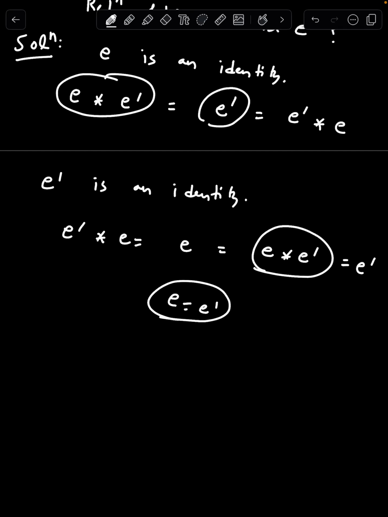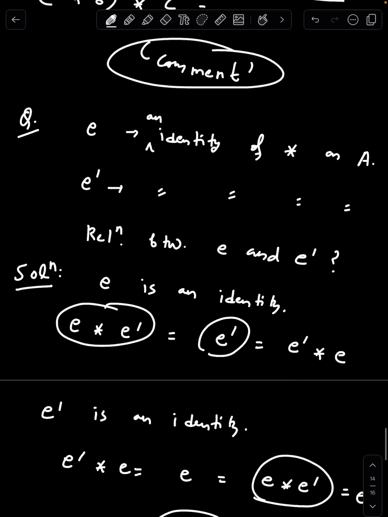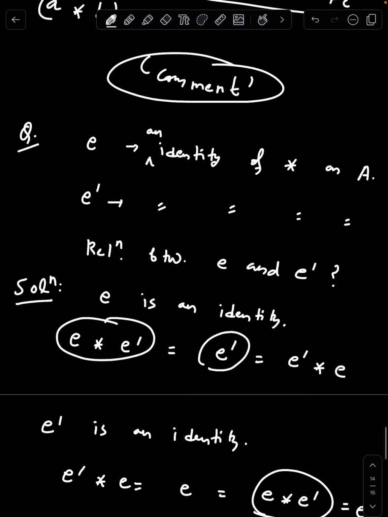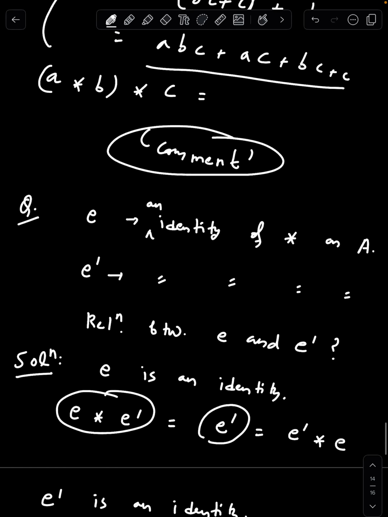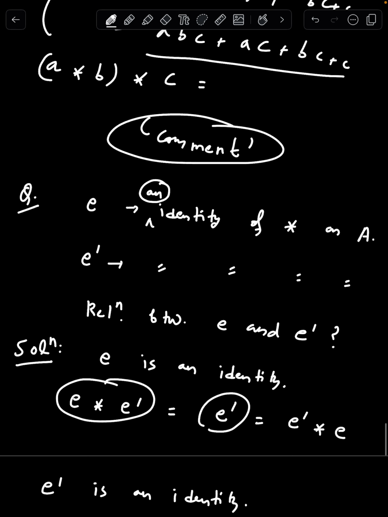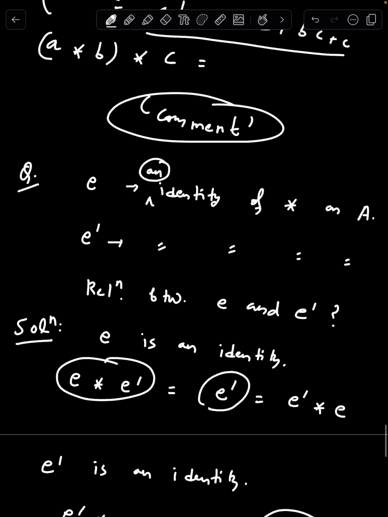So they are equal. That means if an identity of a binary operation on a set exists, then it is unique. Therefore, instead of 'an', we'll be using the word 'the'. So the identity of star on A instead of an identity of star on A.